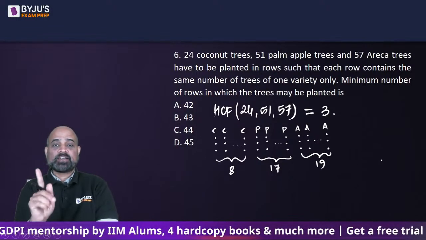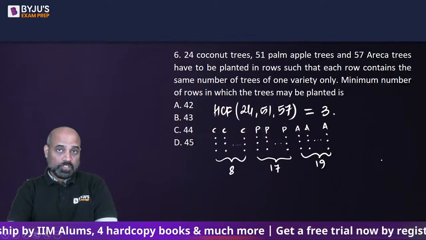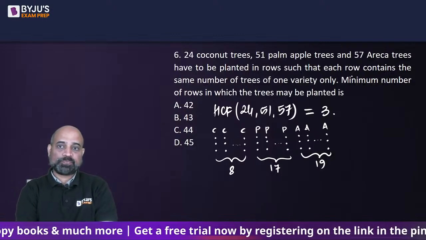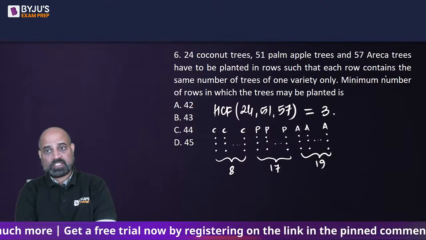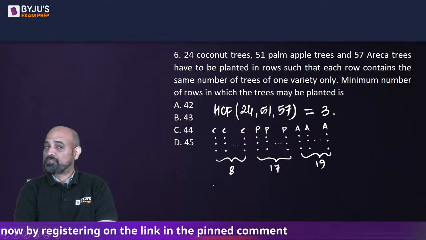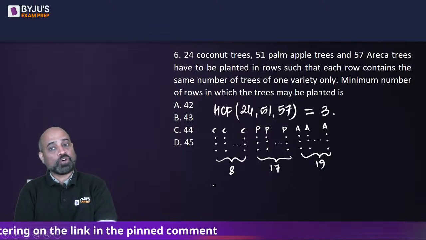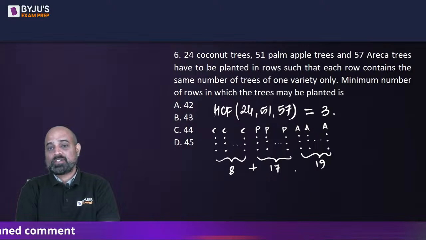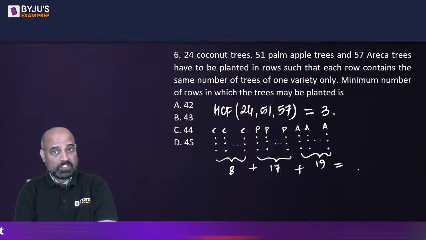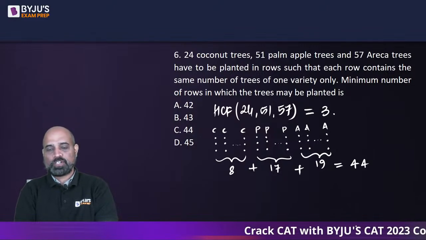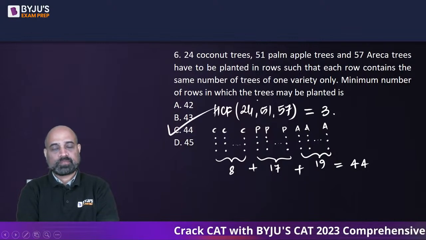You can see that this particular depiction completely verifies the condition given, that we need to plant in as many rows, such that each row contains the same number of trees of one variety only. So every row has either only coconut trees or palm trees or areca trees, and every row has the same number of trees. So the total number of rows required, which is the minimum, is going to be 8 plus 17 plus 19, which will end in 4. So this is going to be 44. C is the answer.